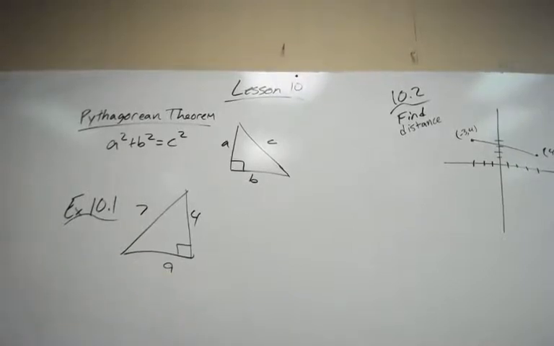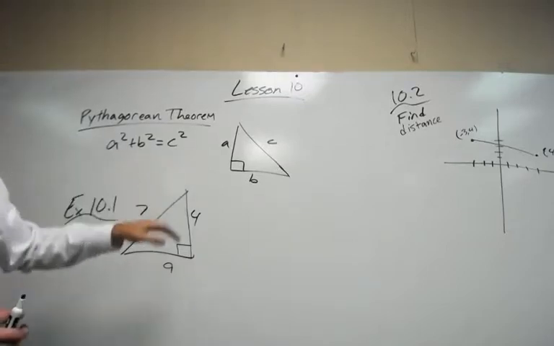Lesson 10. Stop me if you've heard it before, but this is a refresher on geometry. We're kind of reviewing a little bit. We have the Pythagorean theorem, good old days. Pythagorean theorem: a squared plus b squared equals c squared.